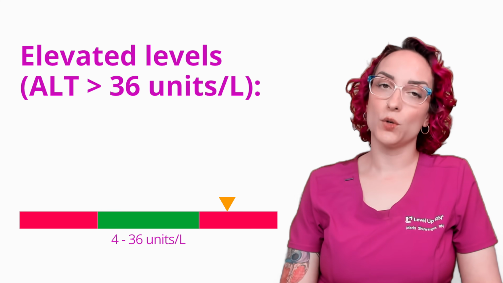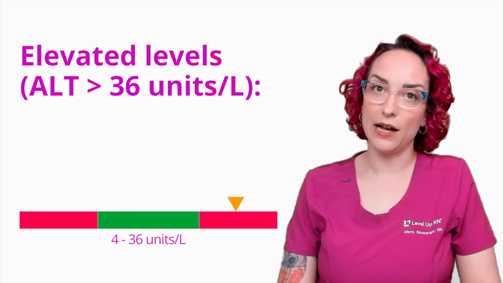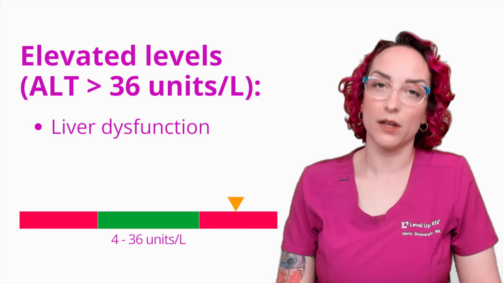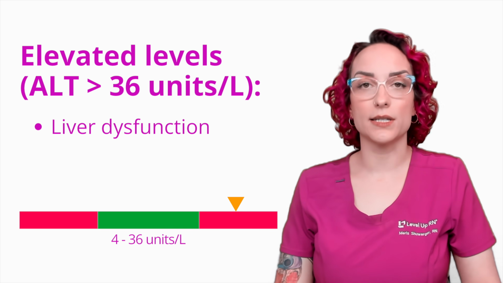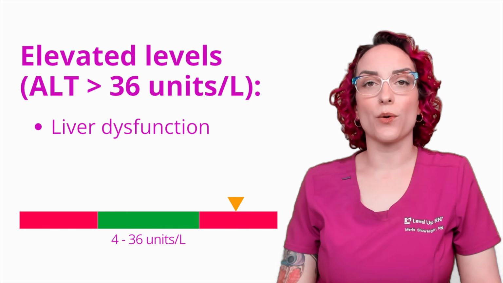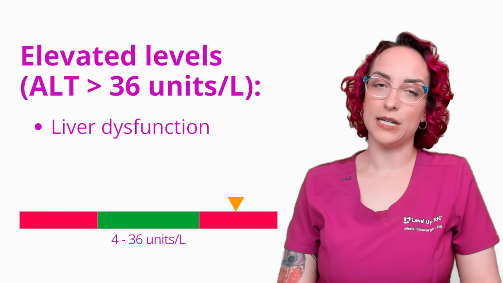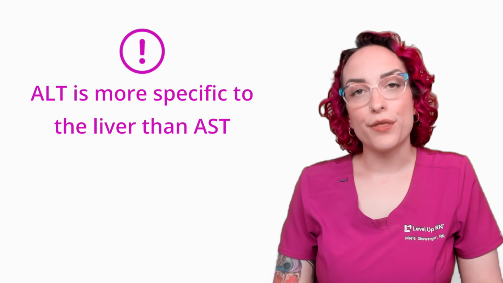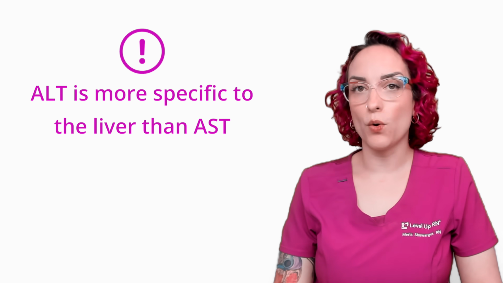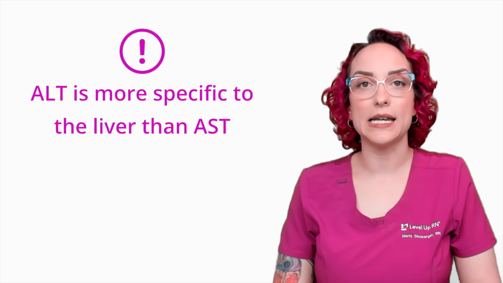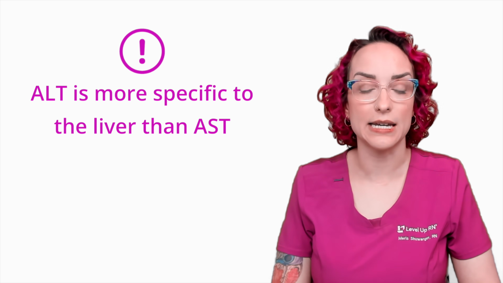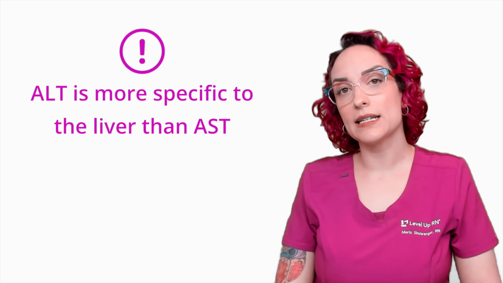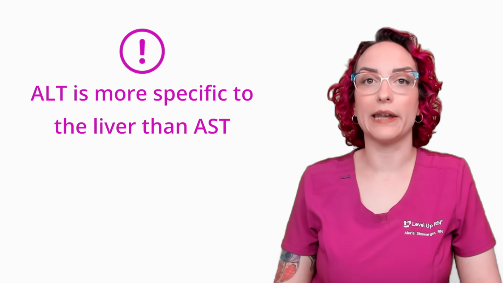Now, what are some possible causes of elevation in ALT? Well, again, remember, it's going to be liver dysfunction. So anything going on with the liver, hepatitis, cirrhosis, etc., it's very possible that we are going to see an elevation in ALT as well. Super important thing to remember here, big important key point though, is that ALT is more specific to the liver than AST due to the fact that AST is found elsewhere in the body too.